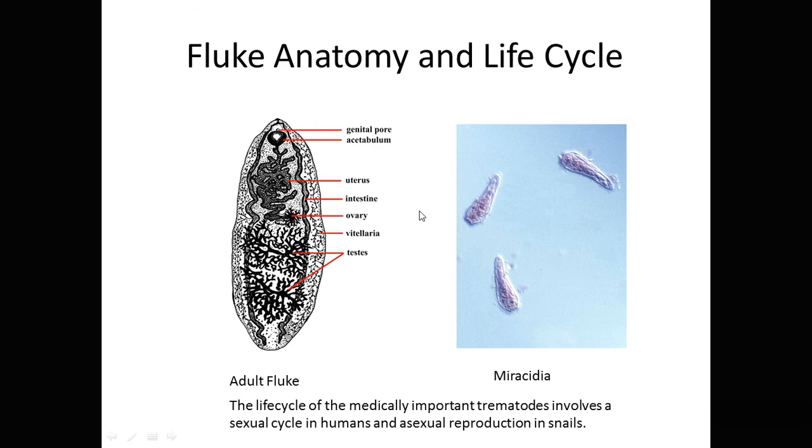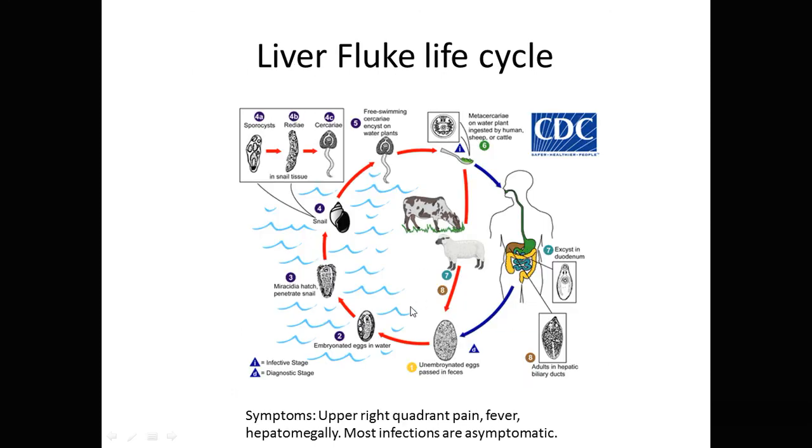Trematodes, these are flukes, also these are the flatworms, belong to the phylum Platyhelminthes. So we'll not go into the details. They are hermaphroditic. They have both ovaries and testes, and they have a very complex cycle, and can infect the liver. Liver flukes, the cycle is shown here.